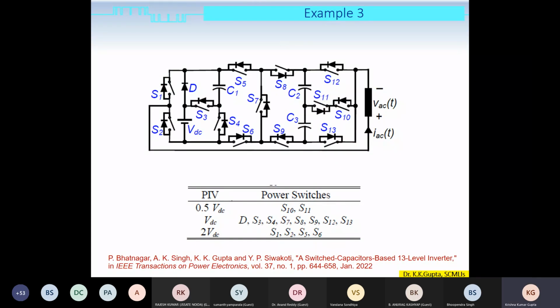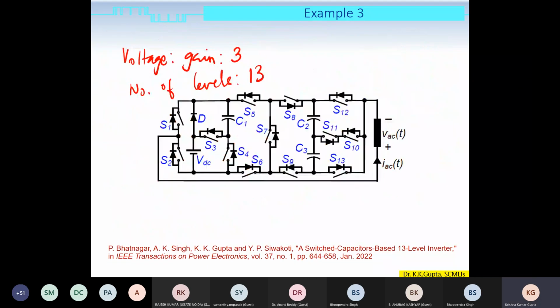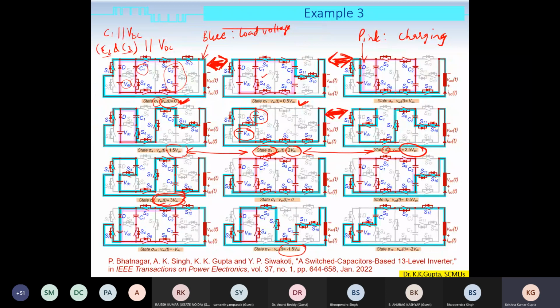Other ratings are easy to do. For the power switches, the main ratings will be the voltage rating and current rating. So based on the topology, the peak inverse voltage of each switch can be calculated. Once again, for this kind of calculation, you need to analyze each state. Okay, so I can give you an example.